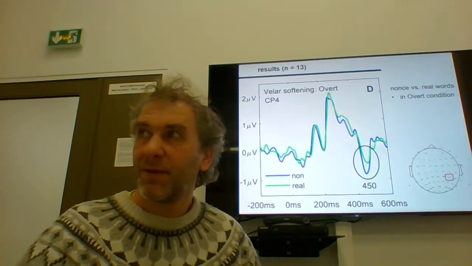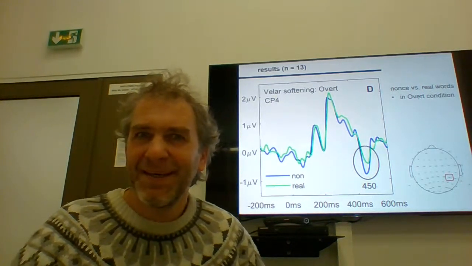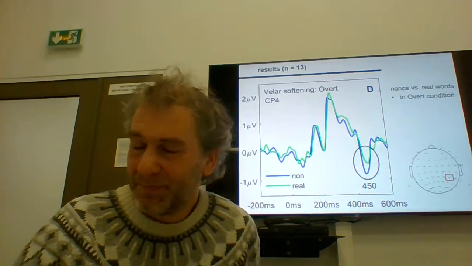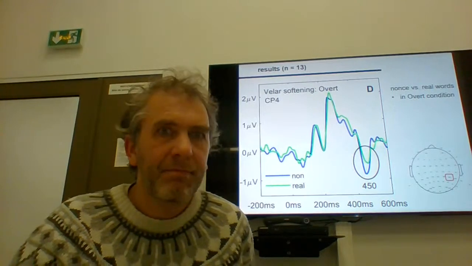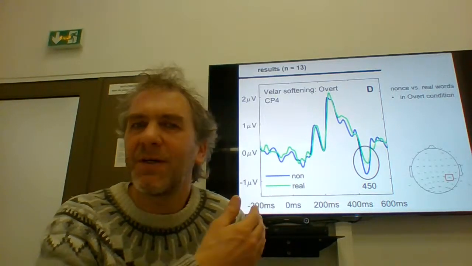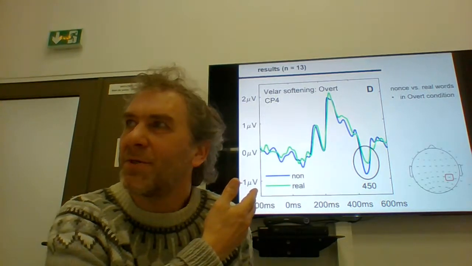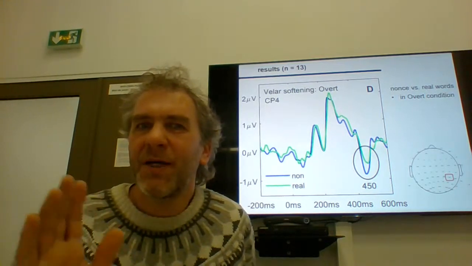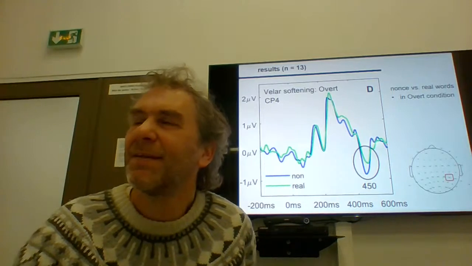What is the overt condition? The overt condition is when you force them to do phonology. Okay, yeah, that's what I meant. The colors are assigned randomly by the machine, so you don't get a fixation on red is phonology or something. Okay.